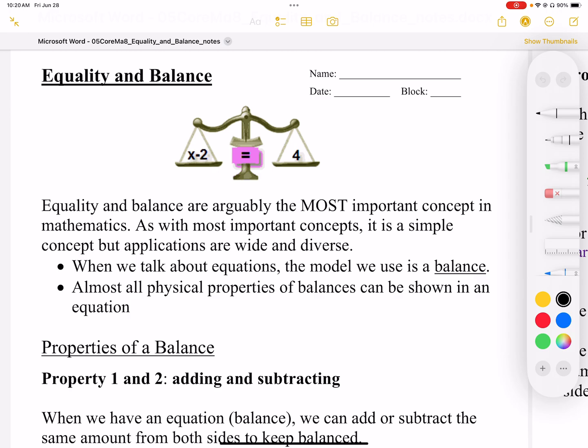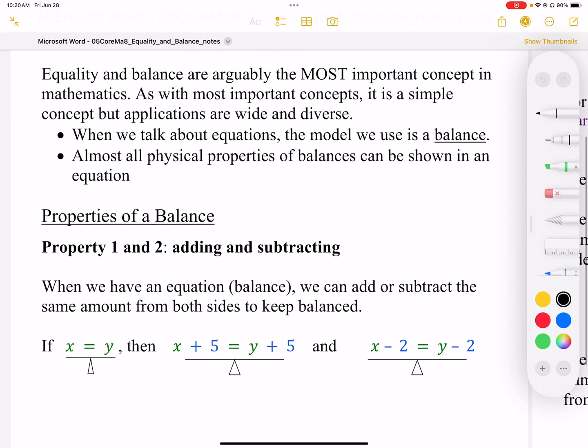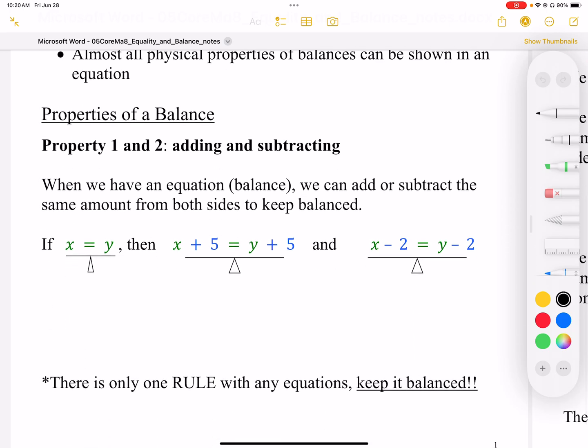And almost all the properties of balances, like the physical properties of weights on balances, can be shown in an equation. So we're going to talk about some properties of the balance. We're going to call these ones properties 1 and 2, which is adding and subtracting.